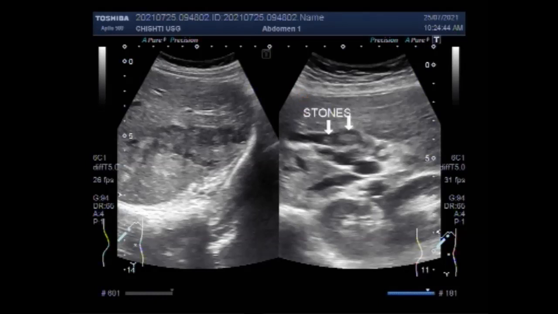If they are not visible but your test suggests the bile duct may be affected, you may need an MRI scan or a cholangiography. You can find some important information in the description of this video.